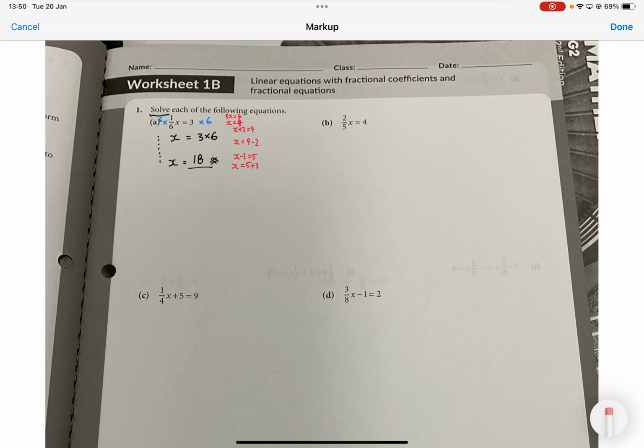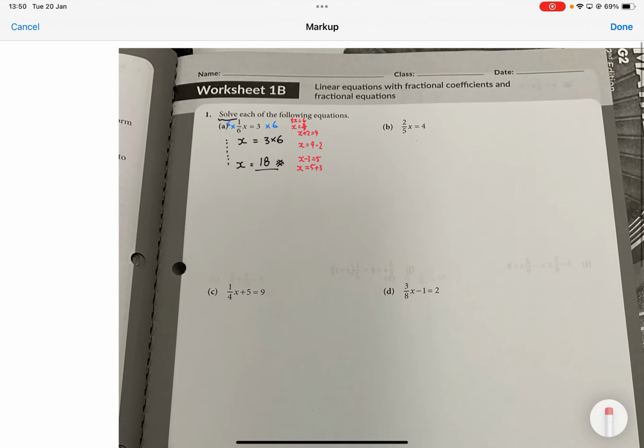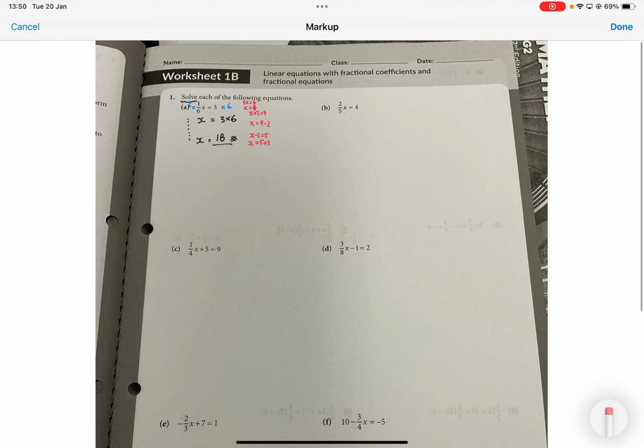Okay, no homework today. But go back, make sure you look through your worksheet 1A, able to understand where change sign.